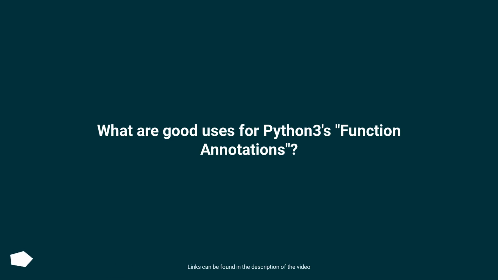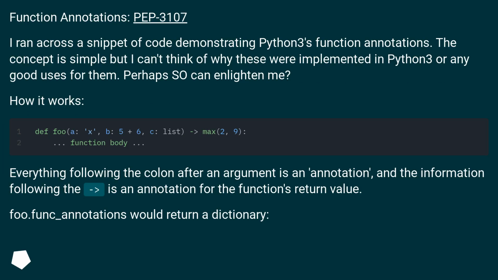What are good uses for Python 3's function annotations? Function annotations, PEP 3107. I ran across a snippet of code demonstrating Python 3's function annotations. The concept is simple, but I can't think of why these were implemented in Python 3 or any good uses for them. Perhaps Stack Overflow can enlighten me. How it works.